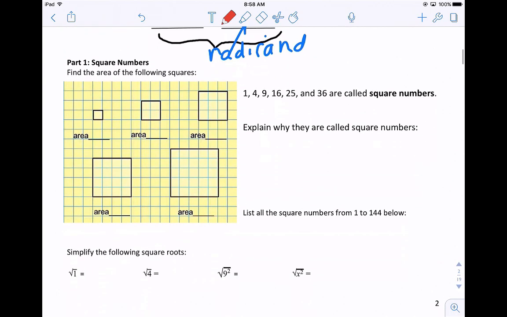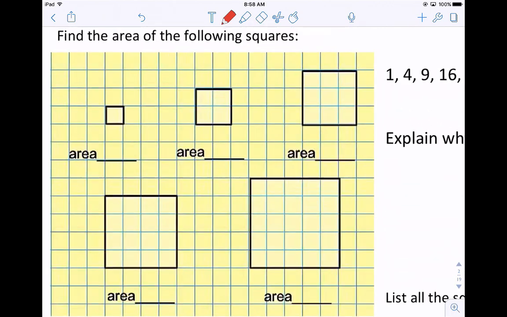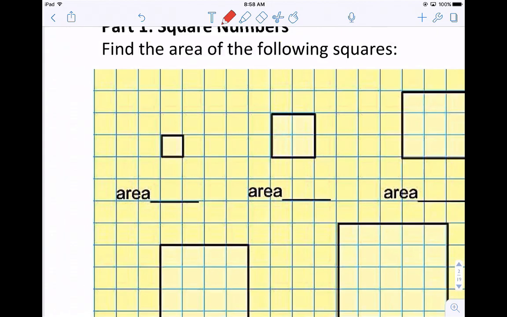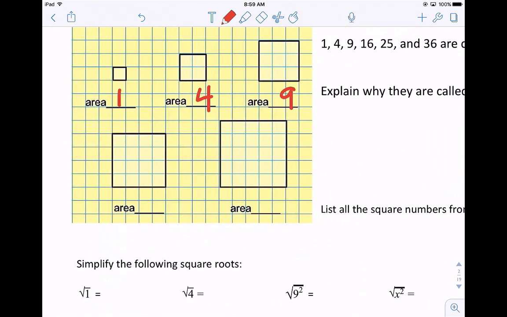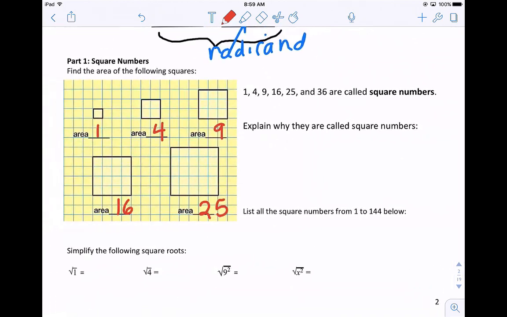All right, so we're going to start with square numbers. If we look at taking the area of each of these squares, the area of a 1 by 1 square is 1. The area of a 2 by 2 square is 4. You can see there's 4 units in there. The area of a 3 by 3 square is 9. A 4 by 4 is 16, and a 5 by 5 is 25. All of these numbers are called square numbers.